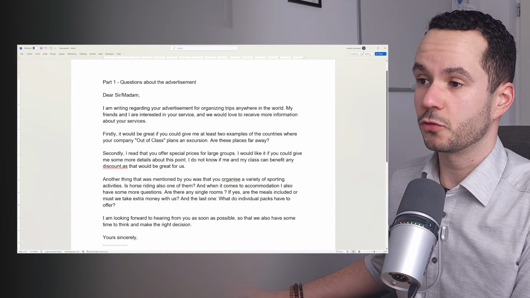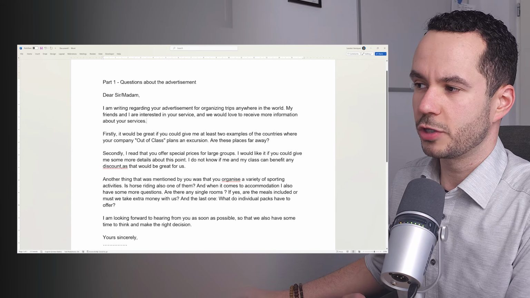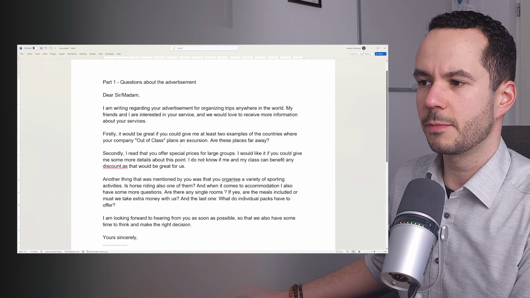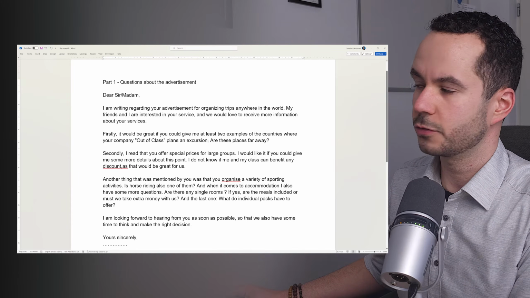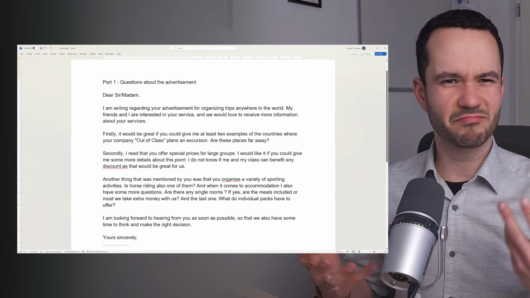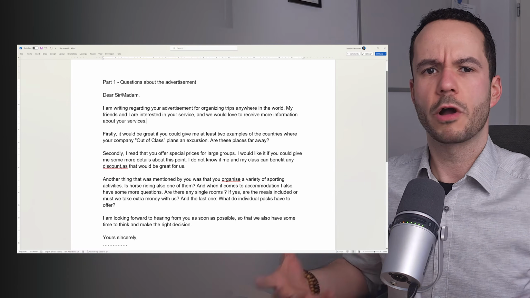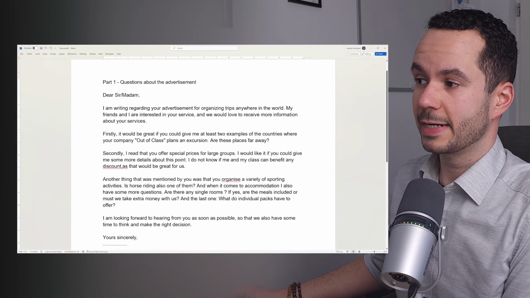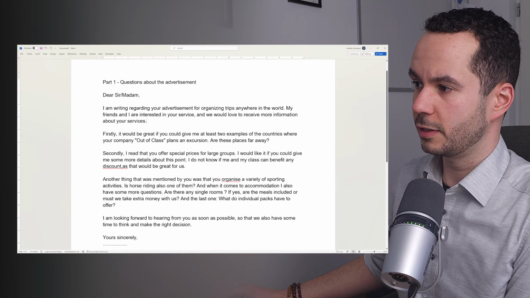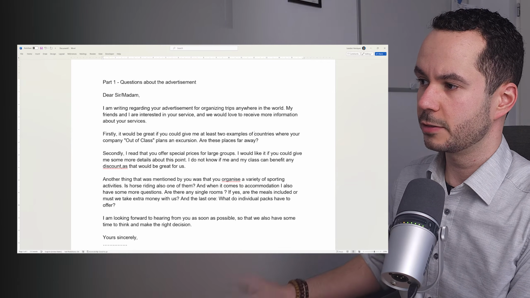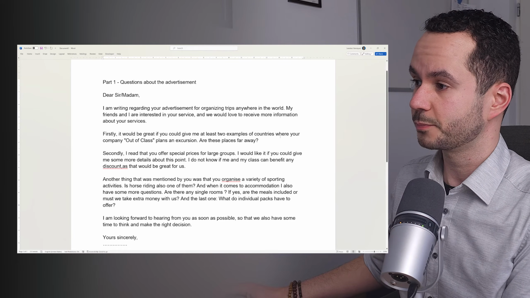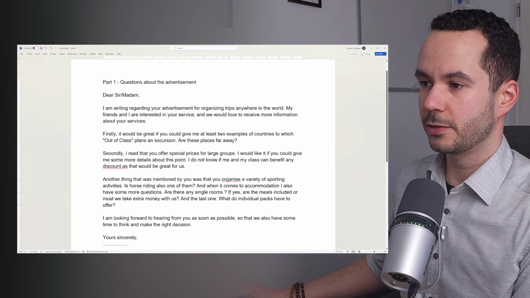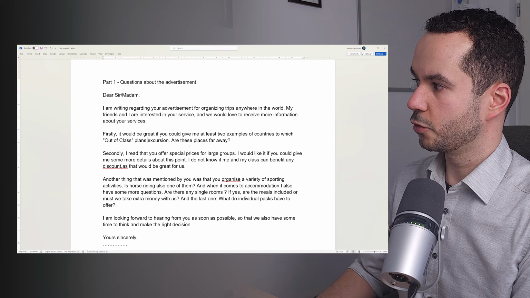Now, even though this is a nice construction, there are a few things that I would change here. And it has to do with the final part of this sentence. Because it says, of the countries where your company out of class plans excursions. But that sounds a bit weird and strange, I'd say, to say where your company plans excursions. So what I'm going to say is, give me at least 2 examples of countries, and not the countries, but countries, because we don't know which countries they are, to which out of class plans excursions.